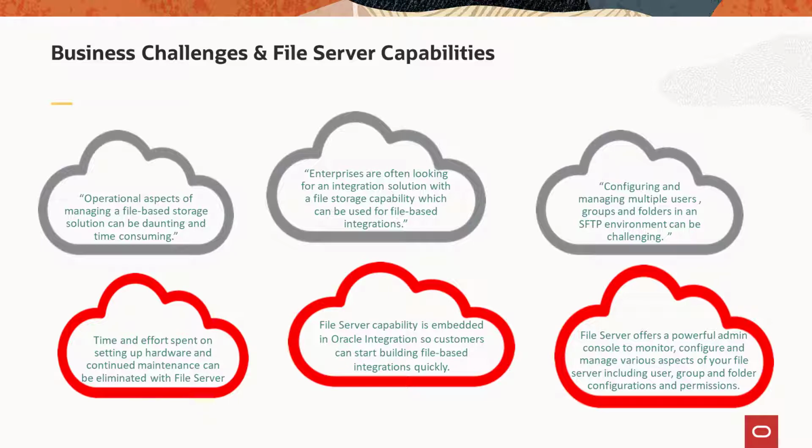And then while APIs are a modern way to integrate systems, file-based integration pattern is still a very popular way to integrate multiple applications. Hence, most enterprises are still looking for a file storage capability which can be used for file-based integrations. So since file server comes out of the box with Oracle Integration, enterprises can start building file-based integrations without having to worry about hosting a file server.